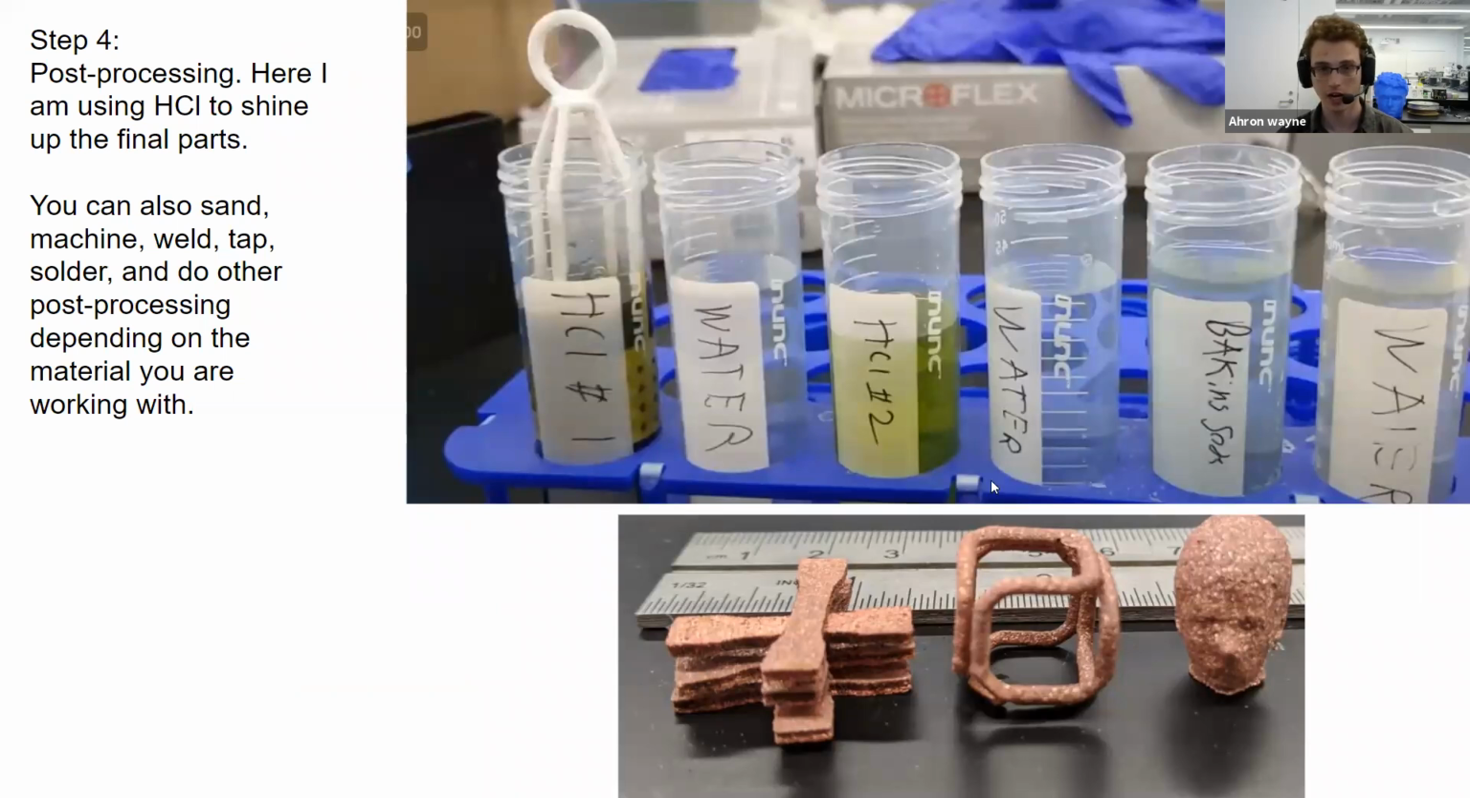And then, this is another optional step. You can post-process your parts. So once you've sintered them, they're metal or the other material, and you can do what you would do to those parts normally to post-process them. So here I'm using HCl. There's actually problems with this. Contact me before you clean your parts with HCl. You'll get something called bronze disease when using copper. But you can also sand your parts, machine them, weld them, tap them, solder, or do anything else you would normally do to your part. So for instance, machining, very often after you do this process, people want to machine the part and make the shape more precise.